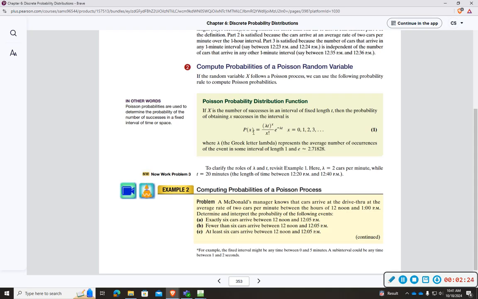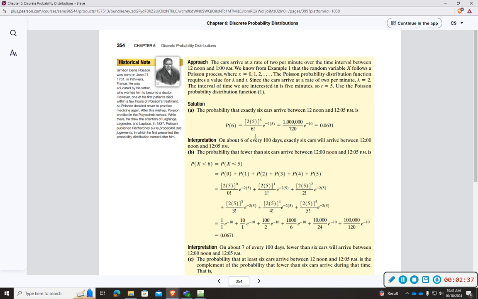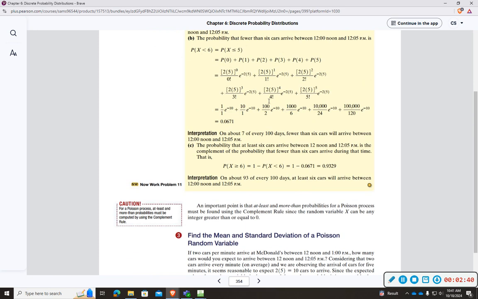So the main parameter that we need is the mean. And so we'll be identifying what the mean is, what the interval is. And you can see an example here, which I'll let you do, and I'll do some in my math lab.